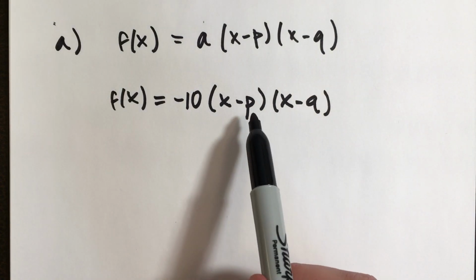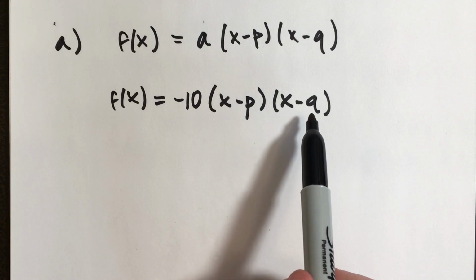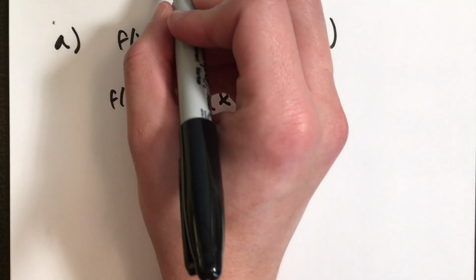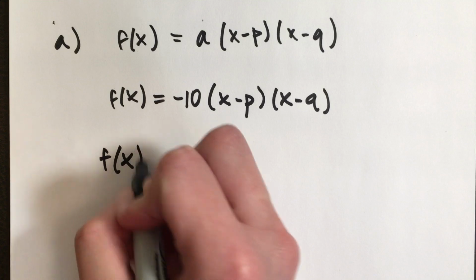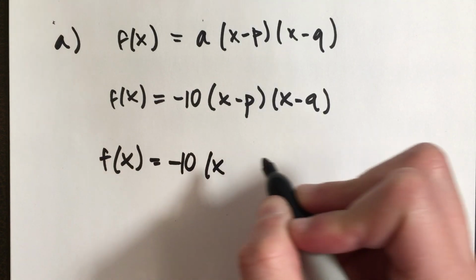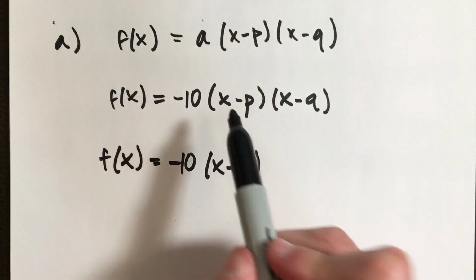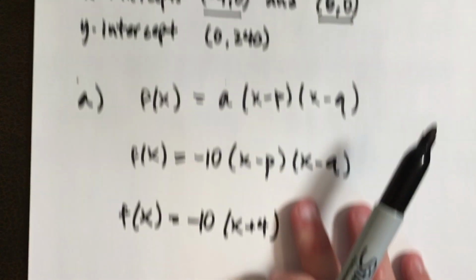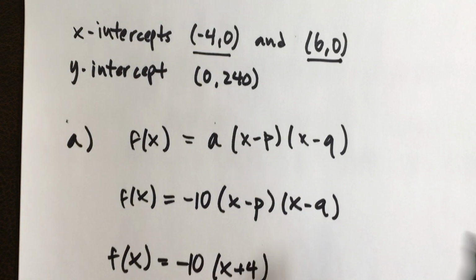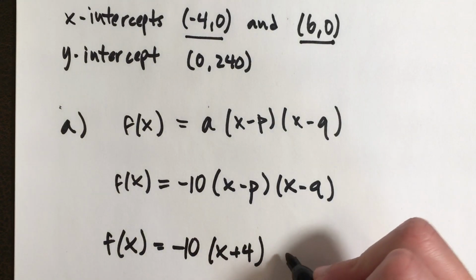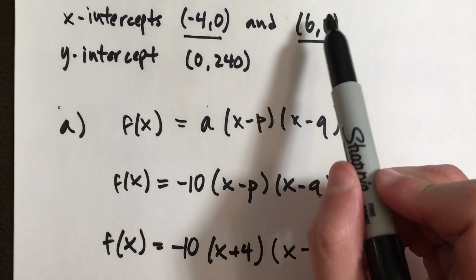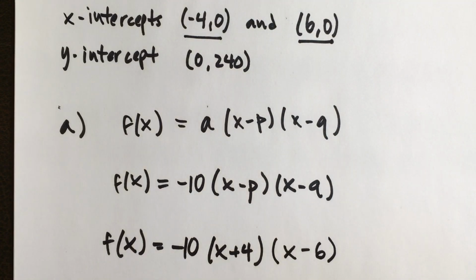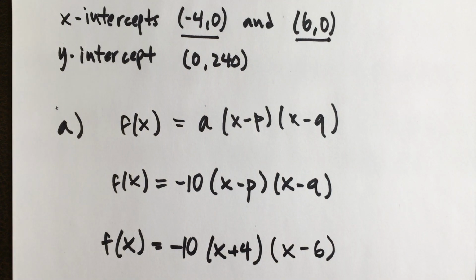So we are told to put in the roots for x - p and x - q. So this and this are our two roots. So you have f(x) = -10(x + 4), because since it's x - p and this is a negative 4 up here, you do x + 4. And then also (x - 6), because it's a positive 6 up here, x - 6, positive 6. So this is the answer to the first portion of our example problem.